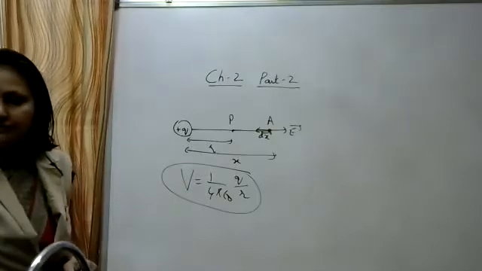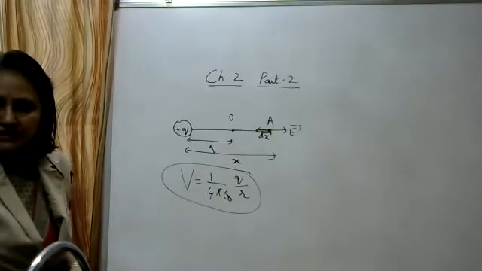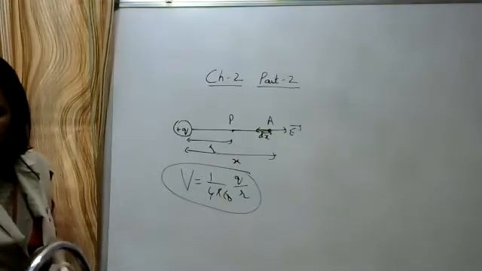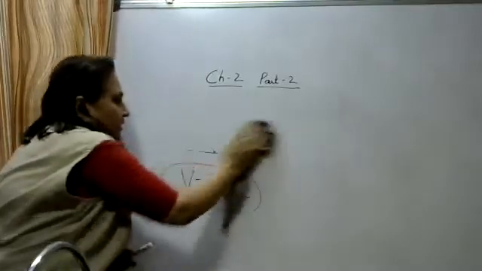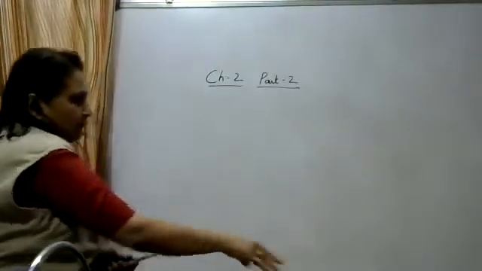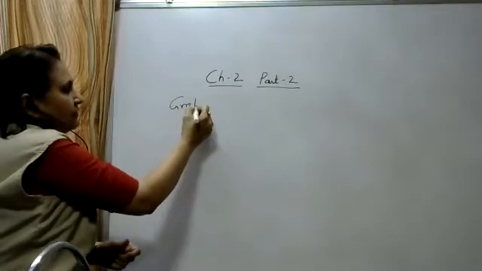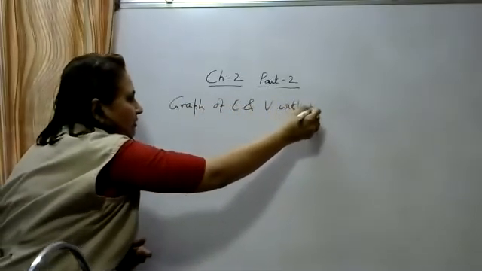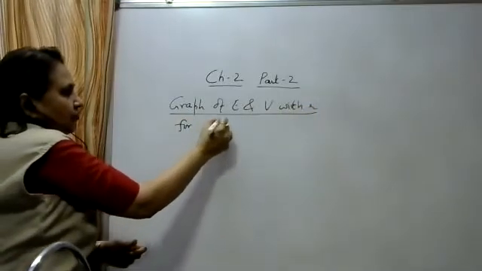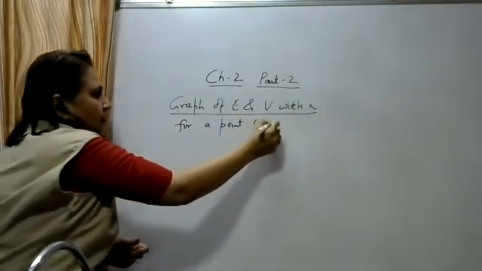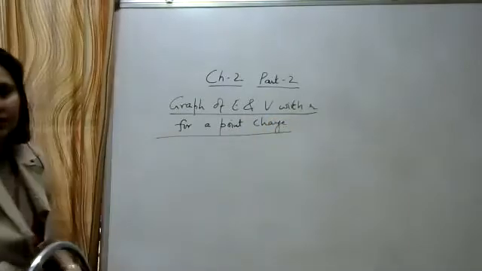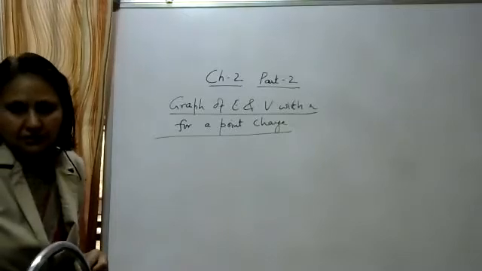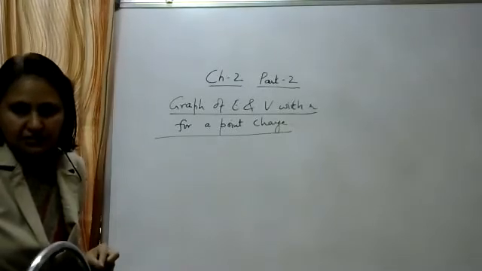Now let's plot the graph between E versus R and V versus R. E is the electric field and V is the potential. So write down: graph of electric field and potential with R, that is with the distance, for a point charge.